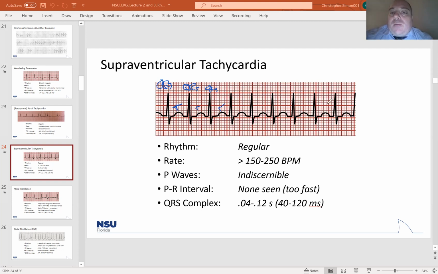So I'm going to count the small boxes. So it looks like there's 5 small boxes here. And then it looks like there's about 2 more small boxes here. So about 7, maybe you might say 8, but we'll just go with 7 for right now.